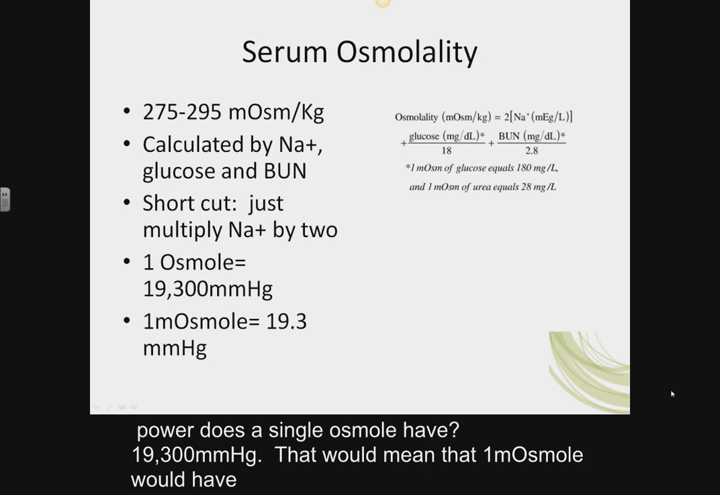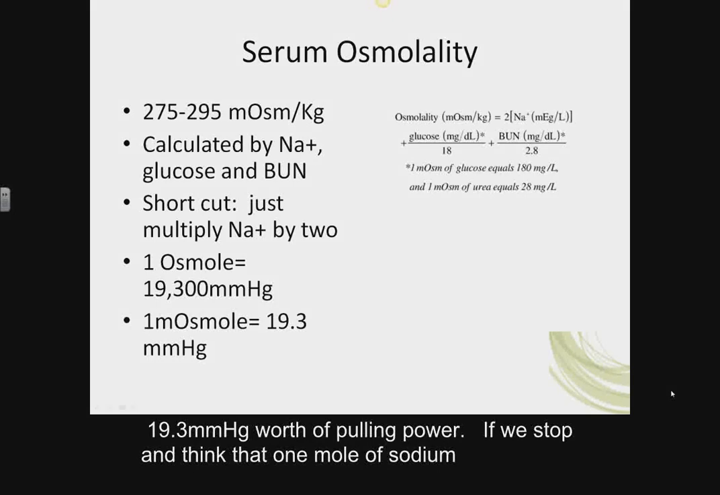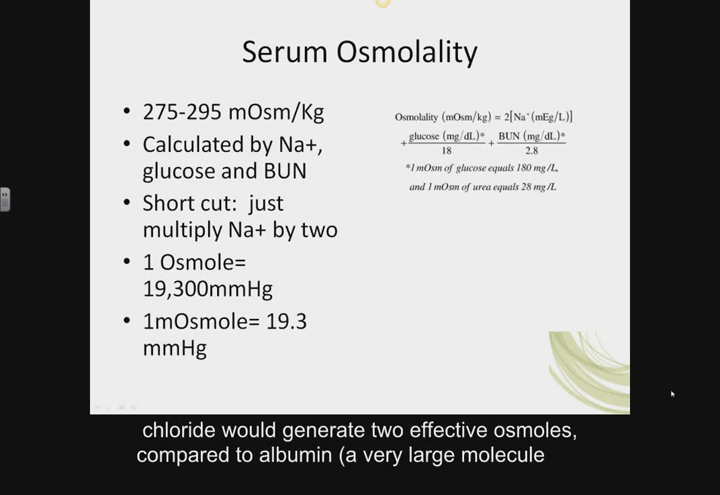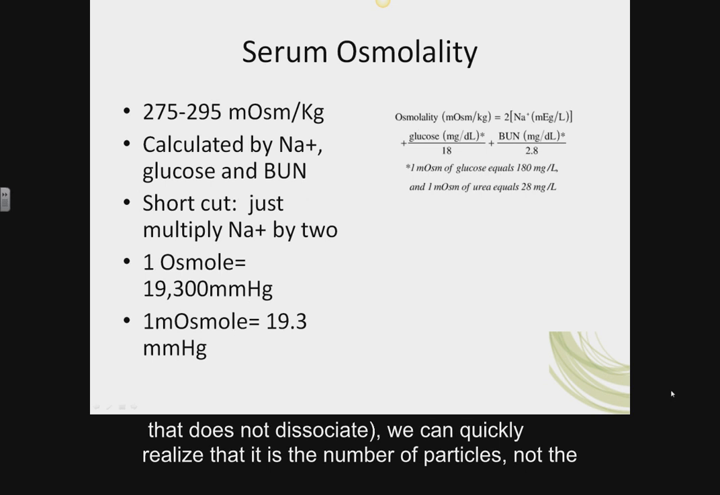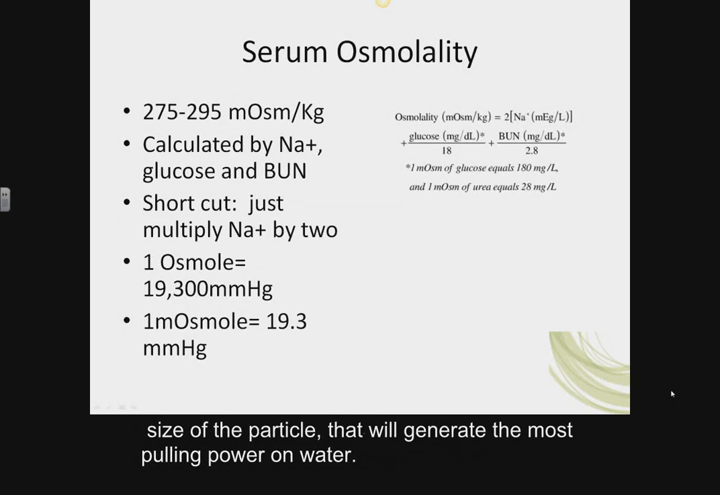19,300 millimeters of mercury. That would mean that 1 milliosmol would have 19.3 millimeters of mercury worth of pulling power. If we stop and think that 1 mole of sodium chloride would generate 2 effective osmoles compared to albumin, a very large molecule that does not dissociate, we can quickly realize that it is the number of particles, not the size of the particle, that will generate the most pulling power on water.